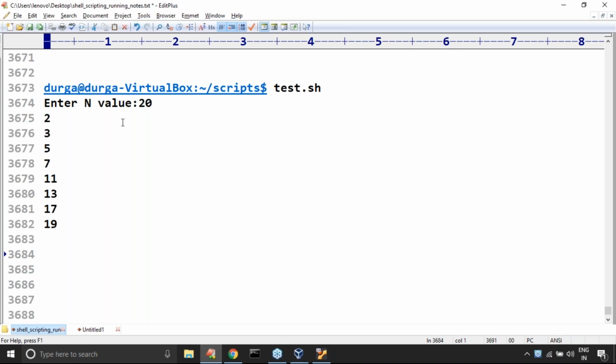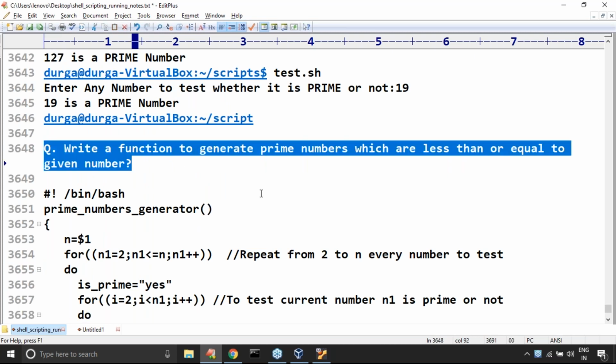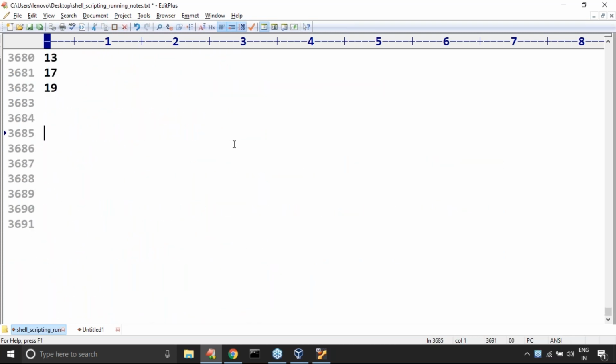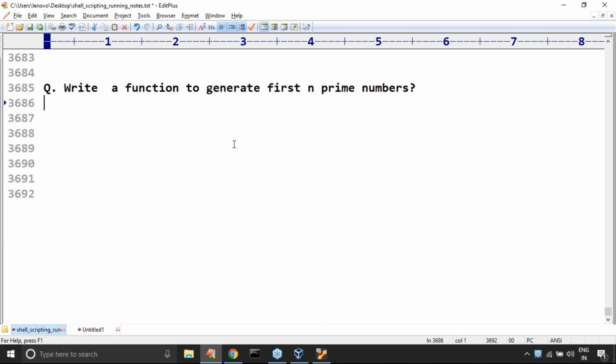Now the next one: write a function to generate the first n prime numbers. This is a bit dangerous, but it is more or less the same. I have to generate n prime numbers: the first 10, first 20, or first 25 prime numbers.